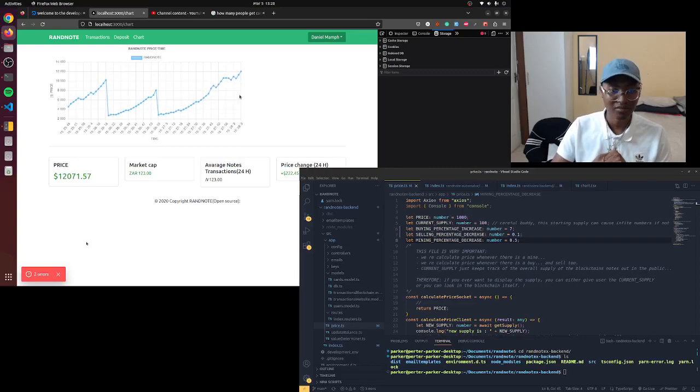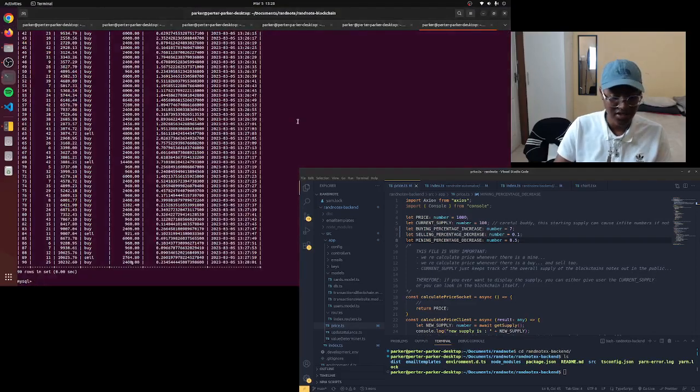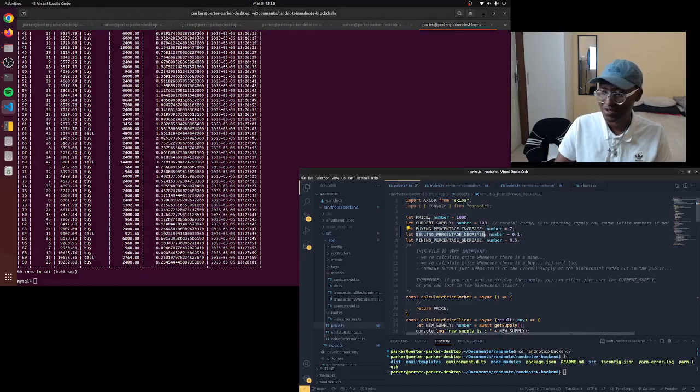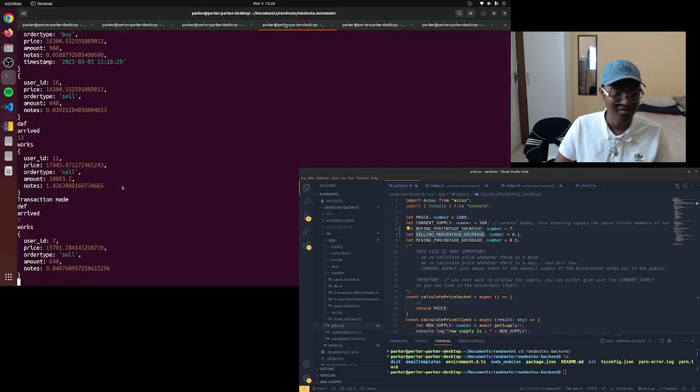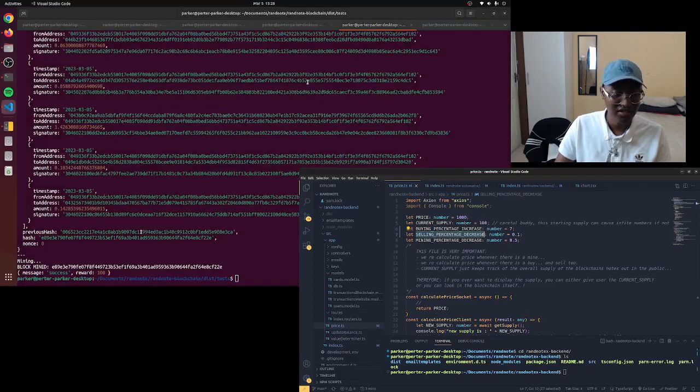Yeah. I'm gonna change up this front-end website a little bit. I'm gonna make it so that this chart is a little bit bigger. So the price is steadily increasing, and perhaps I should place the selling percentage decrease to 0.2. That's just what I think. It just balances things out a little bit. I'm gonna try and mine again.